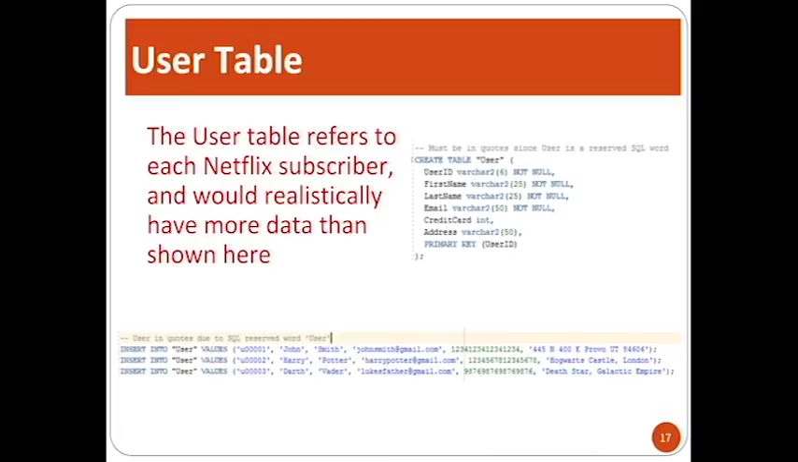The user table refers to each Netflix subscriber. Now, realistically, there's going to be more data in the user table, but for the simple nature of this project, we just included a unique identifier, a user ID, a first and last name, along with an email, credit card, and address. In this project, we inserted 3 sample users as well: John Smith, Harry Potter, and Darth Vader.